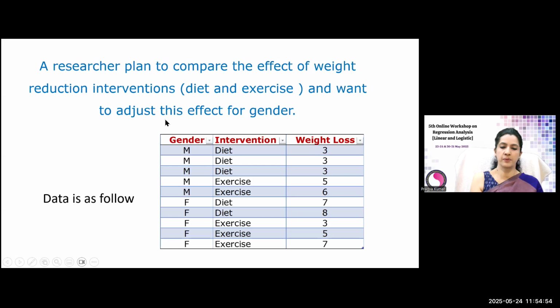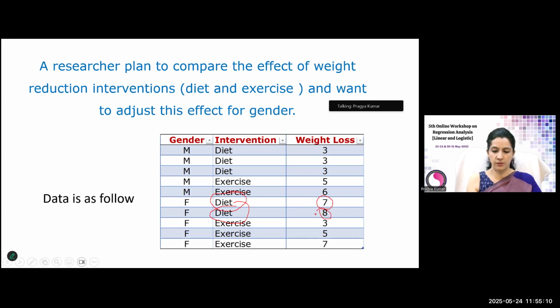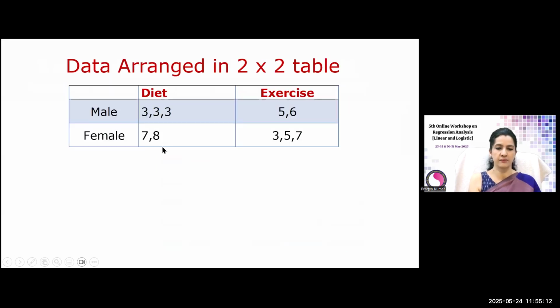In the female group, in the diet one, there is a weight loss of 7 and 8. So I have arranged the data like this. In the female, it is 7, 8. And then in exercise, there were 2 males, so 5 and 6 is the value of the weight reduction. And in female, 3, 5, and 7 is the value of weight reduction.